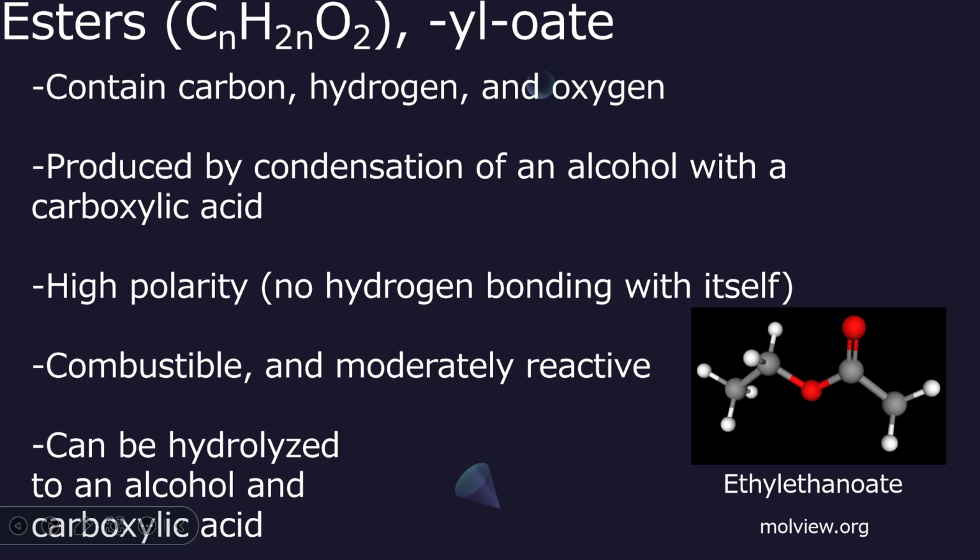Esters then, CnH2nO2. These have a name with the formula something-yl, something-oate, a complicated name, but the missing sections will contain information about the chain lengths of the carbon chains attached. So these contain carbon, hydrogen, and oxygen. They're produced by condensation of an alcohol with a carboxylic acid. They have high polarity, but no hydrogen bonding with themselves, actually. Despite two oxygens, there are no OH bonds once an ester has been made.